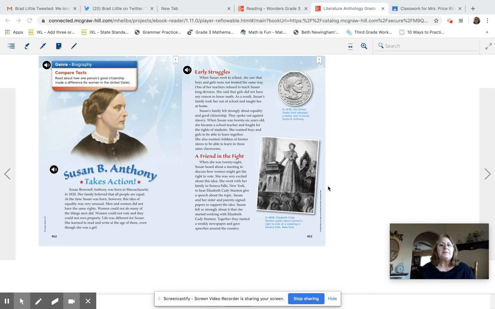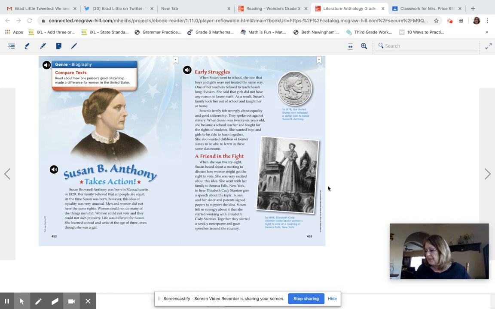So this is a biography, the same as the story we read yesterday. And anyway, a biography is a story about a person's life that somebody else has written about them.